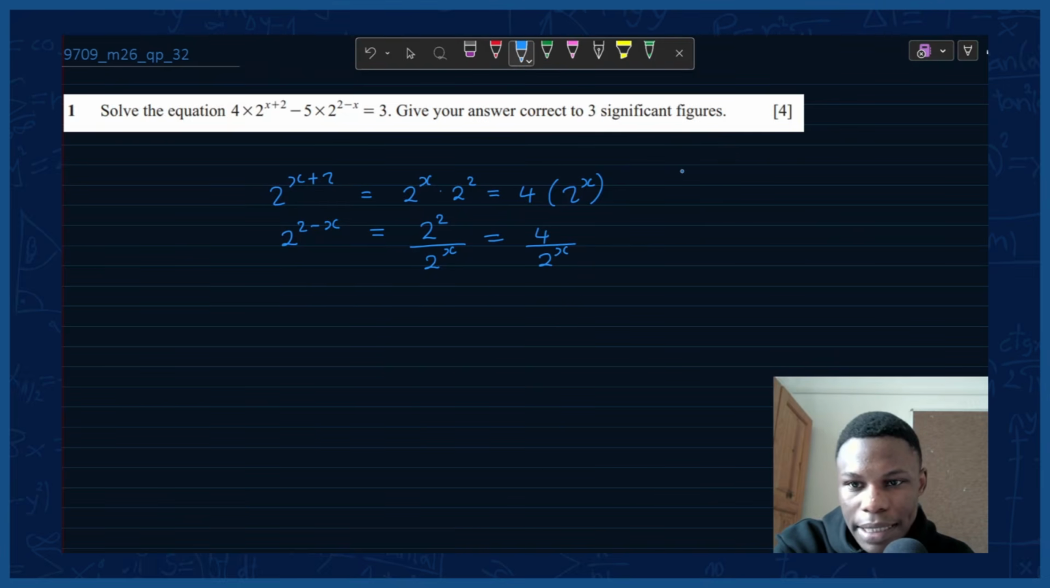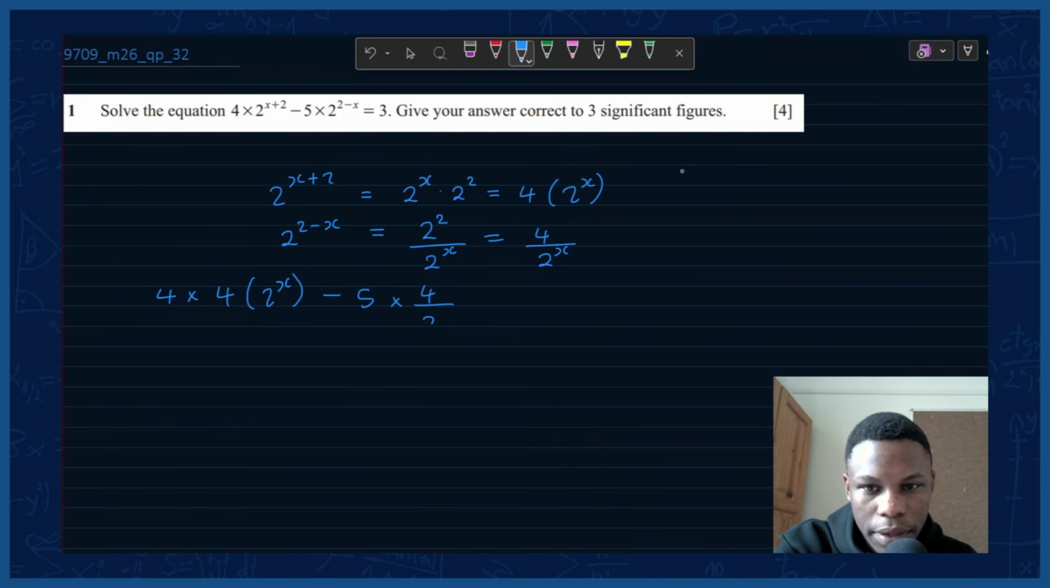So what this means is that here on the left hand side, where we've got 4 times 2 to the x plus 2, we've shown that as just 4 times 2 to the x. So 4 times 2 to the x, then minus 5 times, and then the 2 to the 2 minus x, this is our 4 over 2 to the x. And this is all equal to 3.